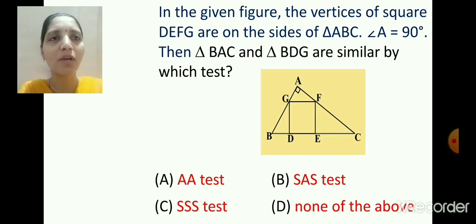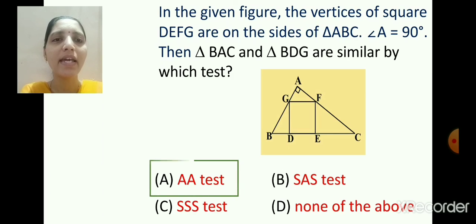Now let's see one more example here. In the given figure, the vertices of square DEFG are on the sides of triangle ABC. Angle A is equal to 90 degrees. Then triangle BAC and triangle BDG are similar by which test? Now you have to find out how these two triangles can be similar. So what will be the answer here? Yes, the answer is by AA test, because we can show here that two corresponding angles are congruent.